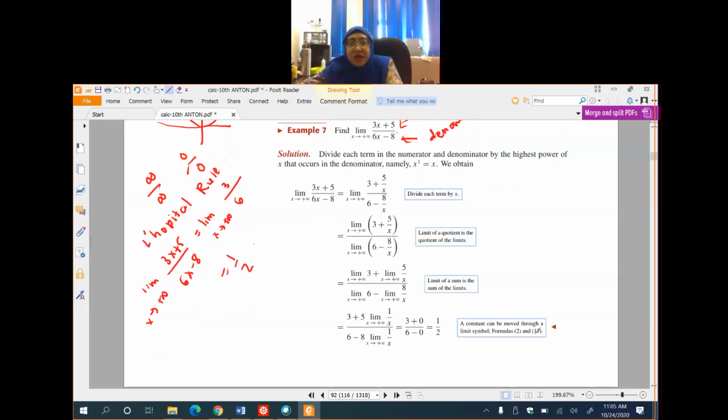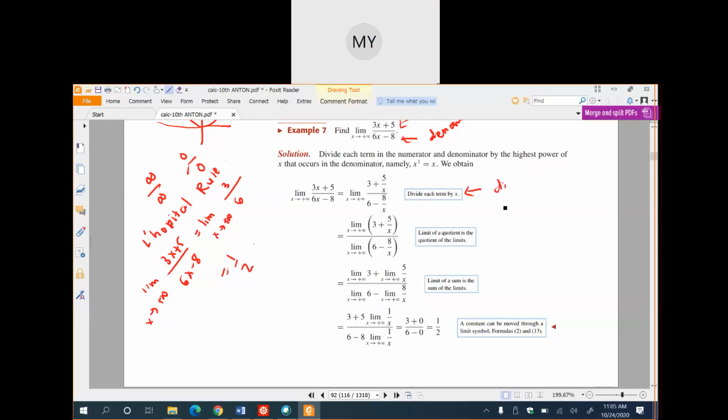So it's the same as the solution given in this example 7 here, but what they do is a different method. They use division by the highest order of the denominator. I think you have learned this in your matriculation, right? I hope so. So this is another method which can also be applied, which is you divide by the highest order of the denominator.